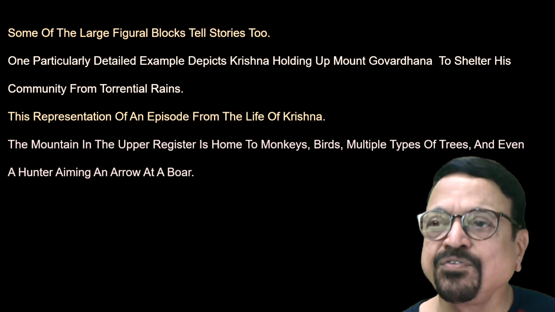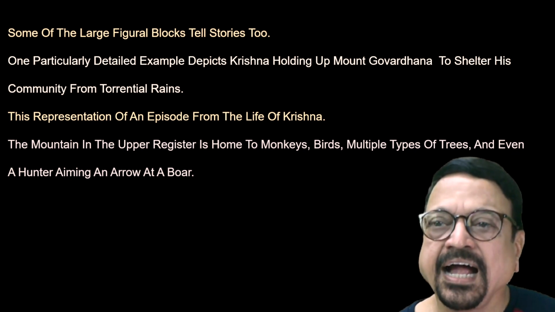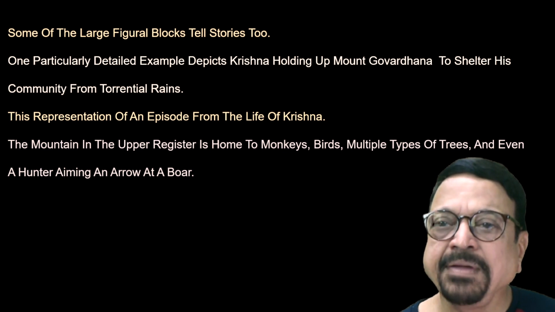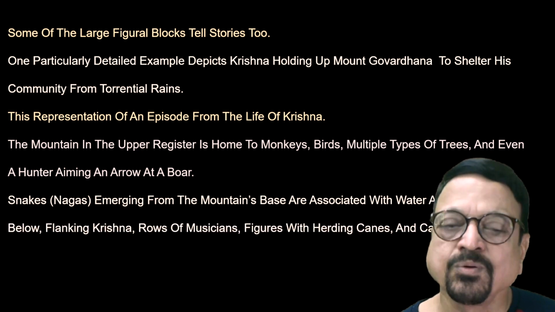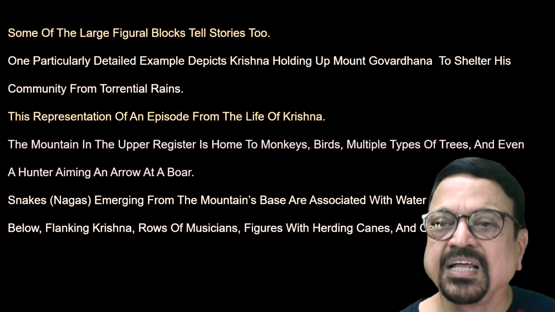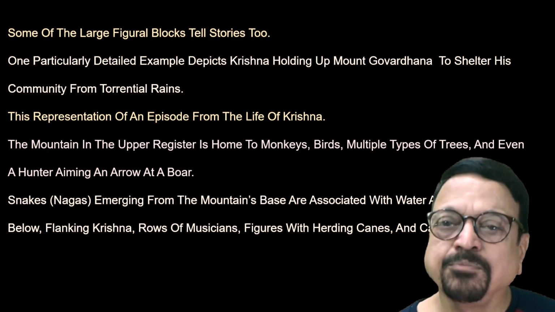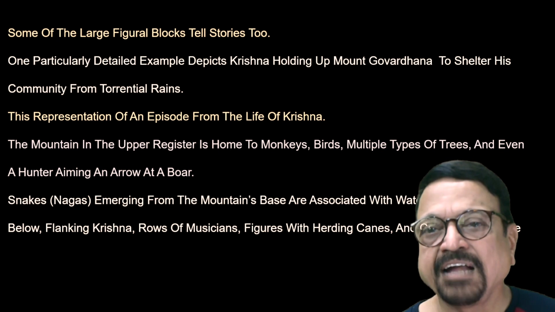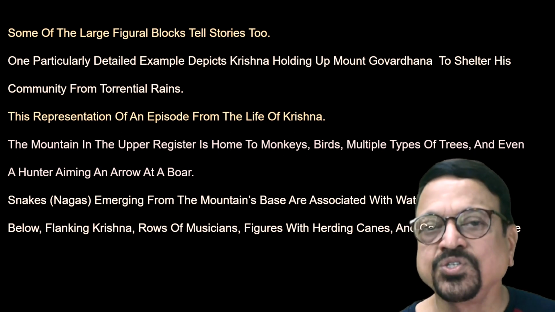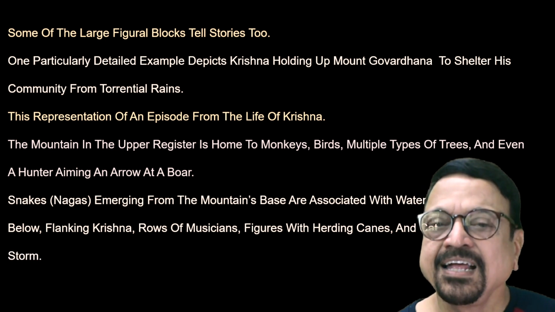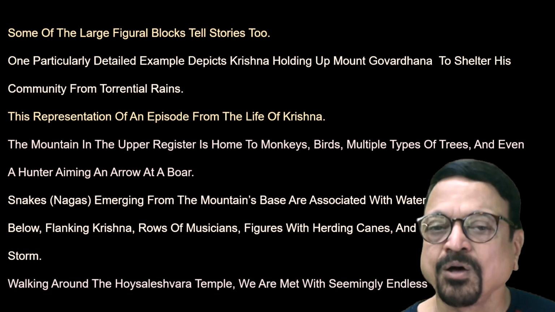So also there are different types of trees, and as I told you, one hunter aiming at a wild boar. Now snakes are also there. Now look at the wonder and beauty. Then you can see Krishna as a musician playing the flute, and when he plays the flute, you will see a lot of cows. They gather around him, and he also gives them shelter from the storm.